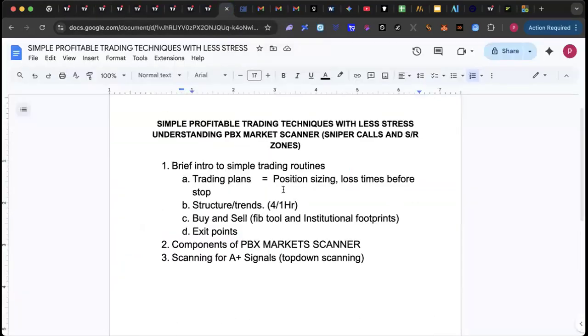So make sure you're always looking at the 4 hour and 1 hour, and that's where the scanner helps you. We have not explained the scanner component now. We're just looking at some of the prerequisites that will help you to maximize your trade. It's very important. Okay. Now, buy and sell.